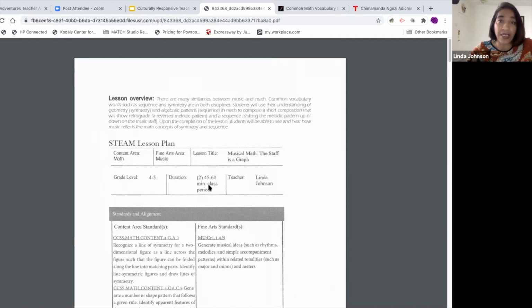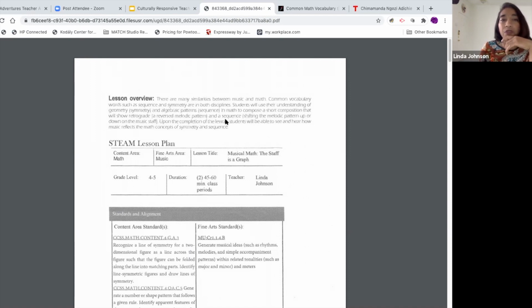That's all it is. And so in this case, I talk in my overview about the common vocabulary words, sequence and symmetry. And you know what symmetry is, right? So you have the line of symmetry and it's equal on both sides. There's symmetry in music and on the graph. Students are going to use their understanding of what they know in geometry and algebraic patterns. And so notice I have the words symmetry and sequence. Those words were on that vocabulary sheet I just showed you. And they're going to compose a short composition.